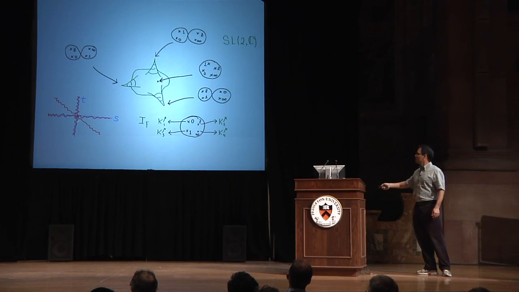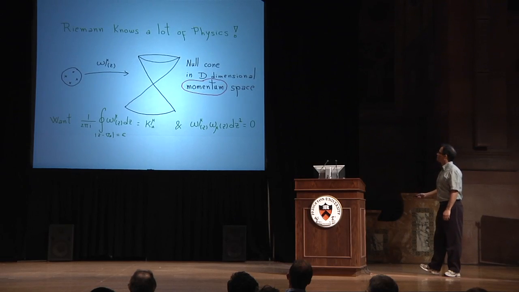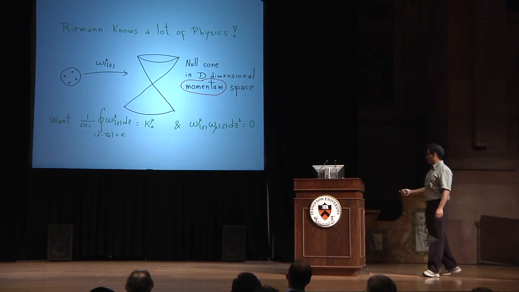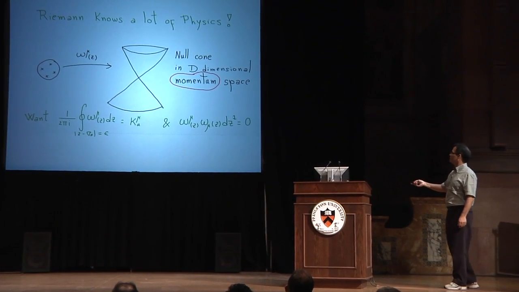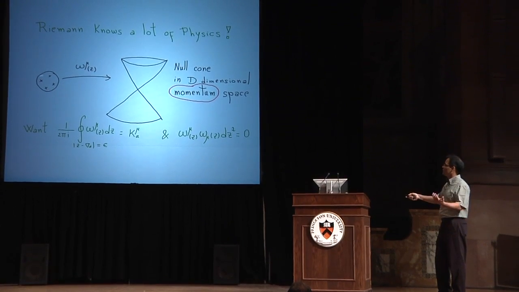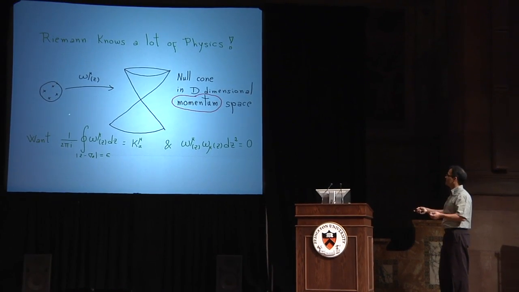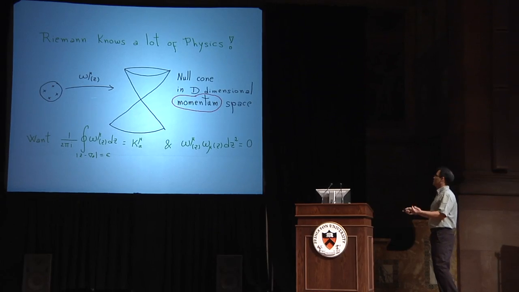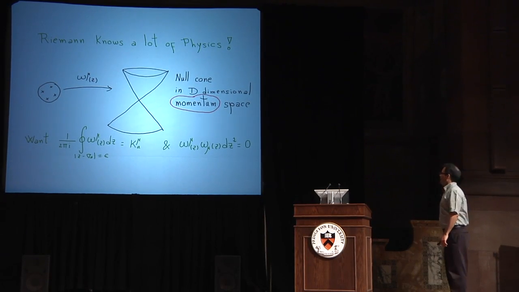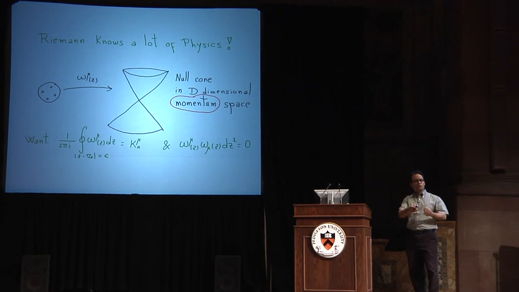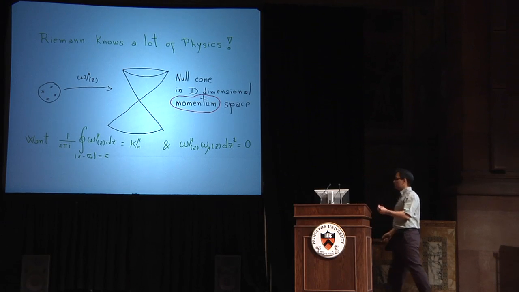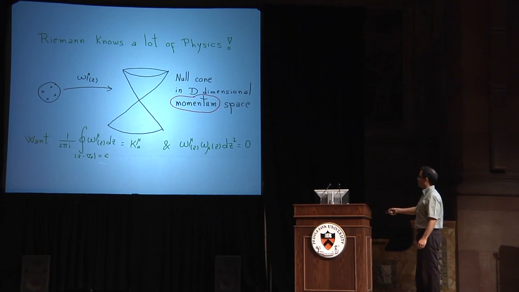And instead of using this, we could use this space. So the conclusion is that Riemann knows a lot of physics. Of course, we knew that already. Riemann knew a lot of physics. But in this case, what I mean is that Riemann surfaces and their moduli space know a lot of physics. And what we want to find is a way to map this into the null cone in d-dimensional momentum space in such a way that we can associate punctures to the external momenta.